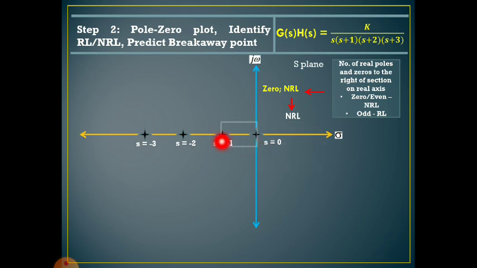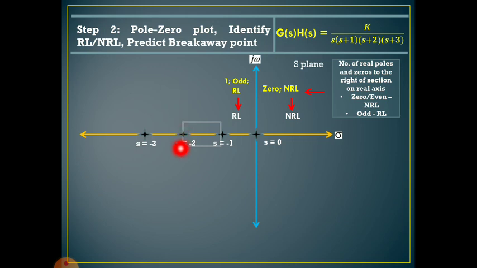Between 0 and minus 1. So now again, to the right of the point s is equal to minus 1, we have only one pole, there are no zeros. So in totality we have one pole, which is an odd number. So if it is an odd number, then the conclusion is that particular section is root locus. So now we will shift our attention to the next section between minus 1 and minus 2.